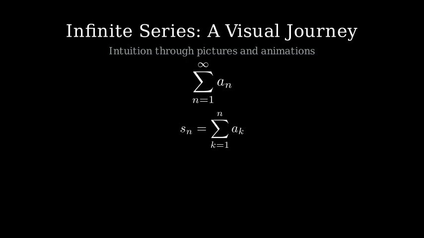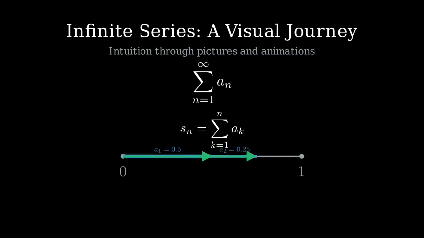Example 1. The geometric series with first term 1/2 and common ratio 1/2. So we have 1/2 plus 1/4 plus 1/8, and so on. We'll represent these terms as segments along the unit interval to see how their partial sums approach 1.